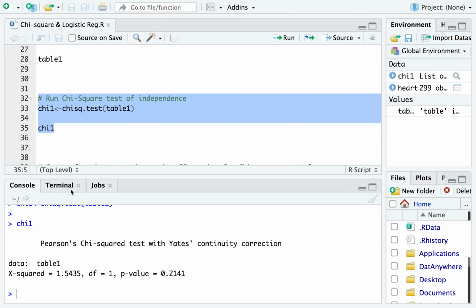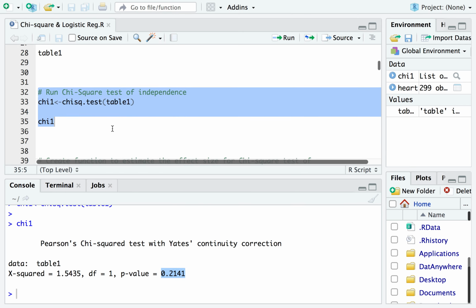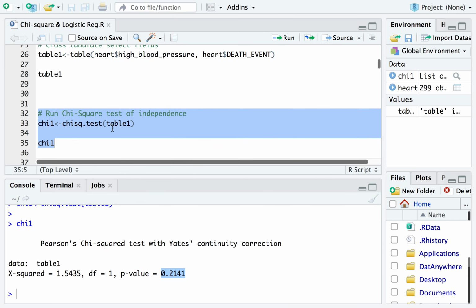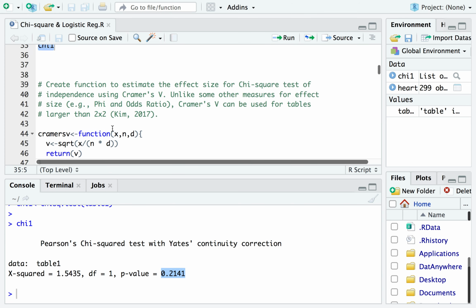And right here, after running the chi-square test using the chisq.test function, it provides the chi-squared value, which in this case is 1.5, degrees of freedom, which is just 1, and the p-value, which is 0.2, a lot higher than 0.05, indicating that it's not significant. So we can basically conclude that we fail to reject the null hypothesis that these two variables, high blood pressure and death event, are likely independent.